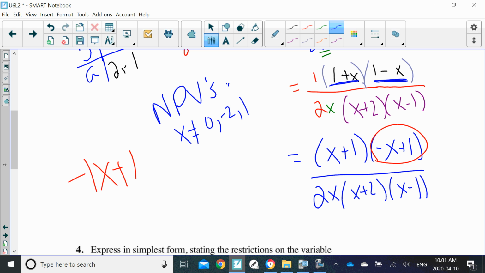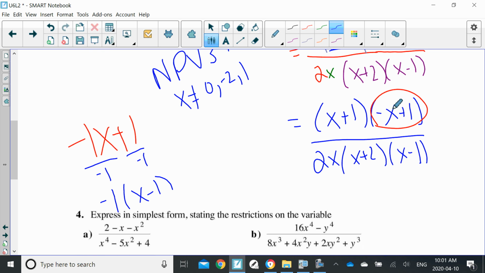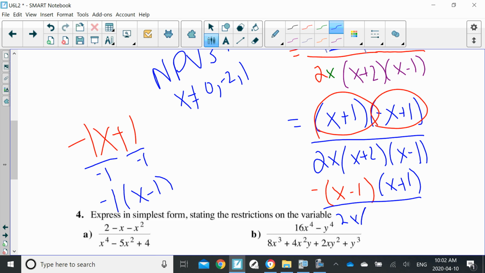What you can always factor out, if you start with a negative, is the negative 1. And when you factor out the negative 1, this becomes x minus 1. So now I'm going to rewrite this again, and this becomes negative 1 times x minus 1, and then write that factor, which is x plus 1. Write your denominator, 2x, x plus 2, and x minus 1.